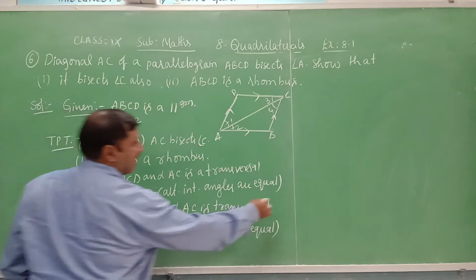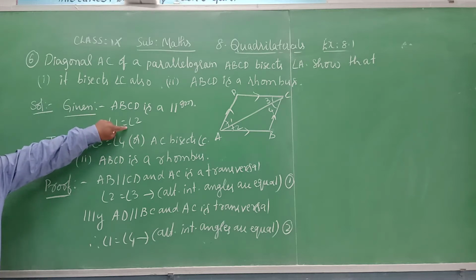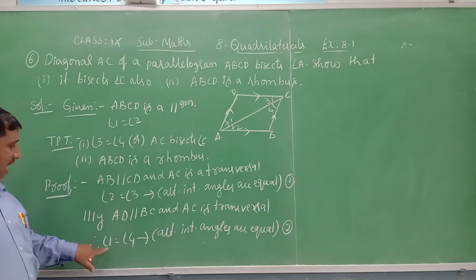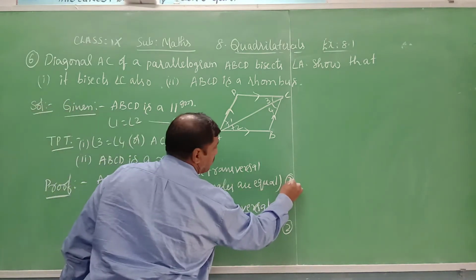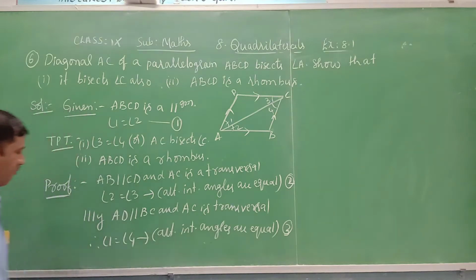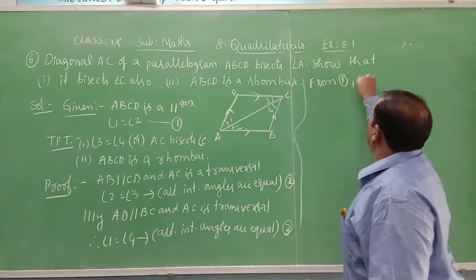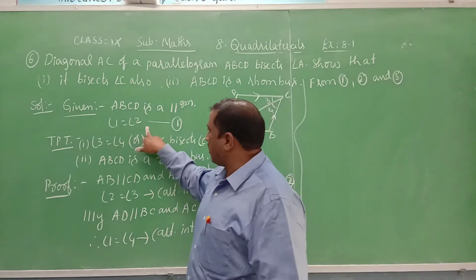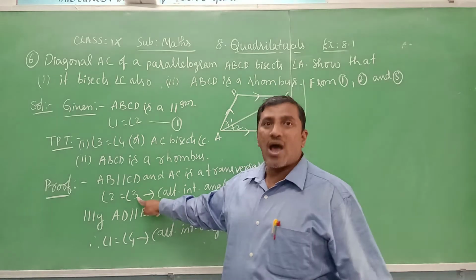You take this as 1 and this is 2. And it is given angle 1 is equal to angle 2. Here angle 2 is equal to angle 3. It means angle 1 is equal to angle 3. Now from 1, 2 and 3, what can we write? Angle 1 is equal to angle 2, angle 2 is equal to angle 3. From these two, what can we say? Angle 1 is equal to angle 3.